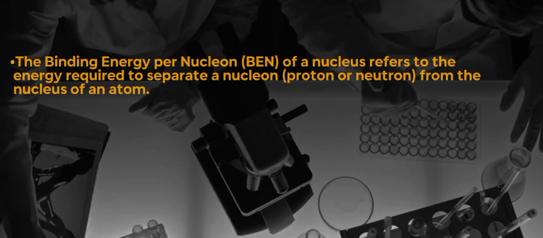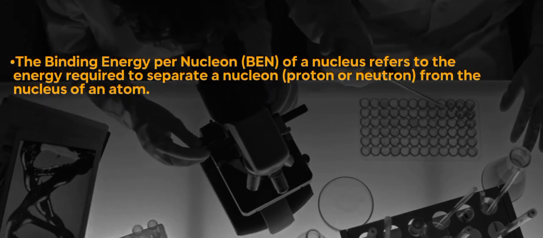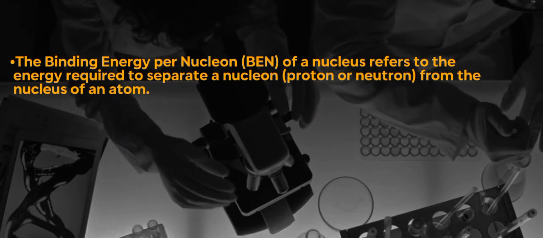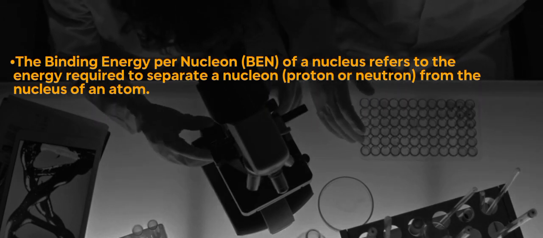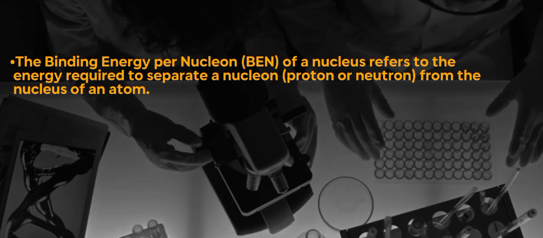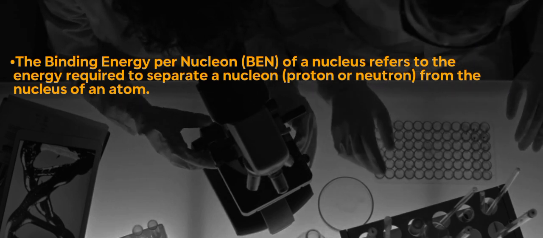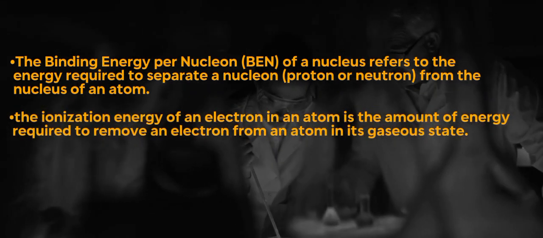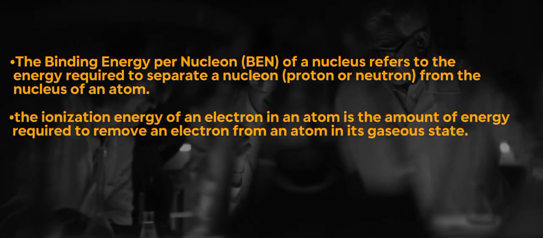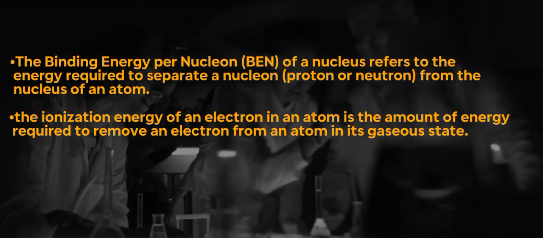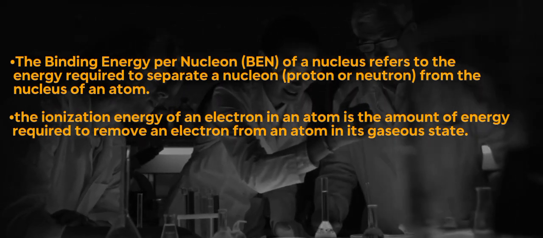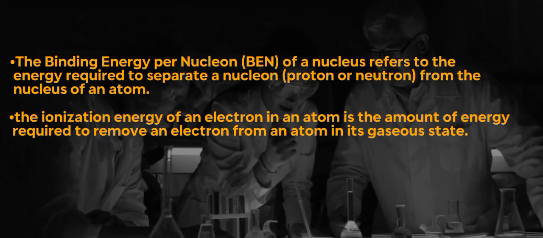Next, we will compare the BEN or binding energy per nucleon of a nucleon in the nucleus to the ionization energy of an electron in an atom. The BEN of a nucleus refers to the energy required to separate a nucleon, a proton or neutron, from the nucleus of an atom. On the other hand, the ionization energy of an electron in an atom is the amount of energy required to remove an electron from an atom in its gaseous state.